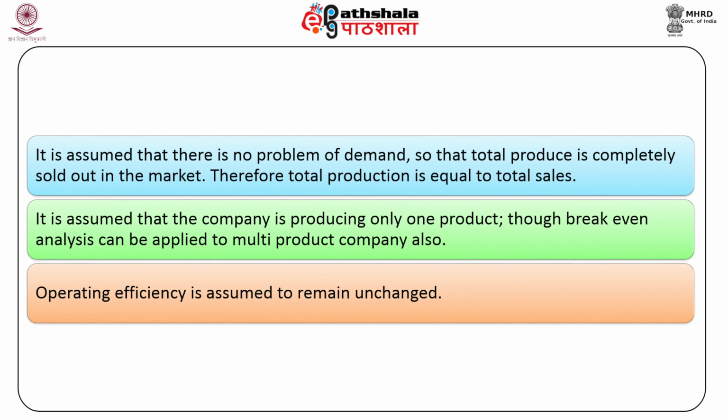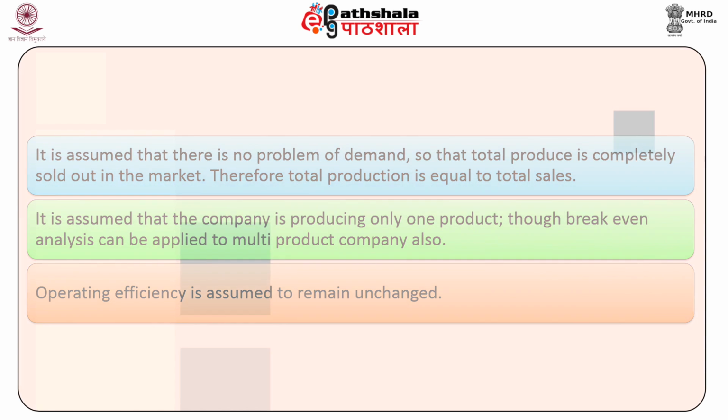Fifth, it is assumed that there is no problem of demand so that total produce is completely sold out in the market. Therefore, total production is equal to the total sales. Sixth, it is assumed that the company is producing only one product, though break-even analysis can be applied to a multi-product company also. Seventh, operating efficiency is assumed to remain unchanged.